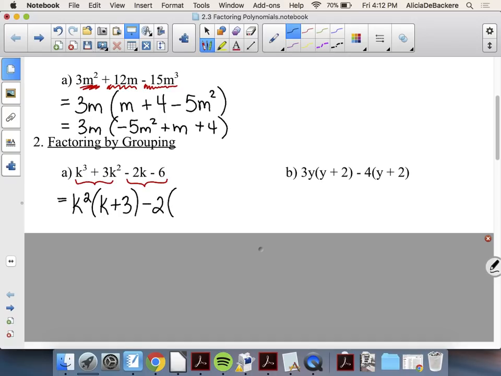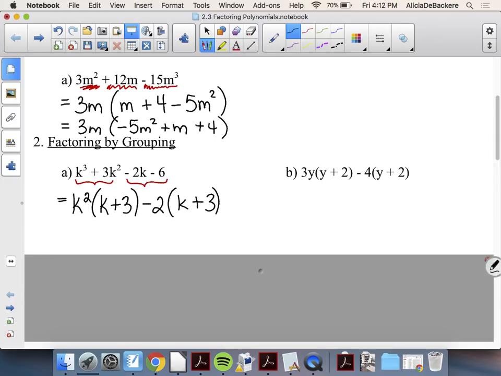So looking at the first term, negative 2k, dividing it by negative 2, I get positive 1 times k. And then looking at the second term, negative 6 divided by negative 2, and I get positive 3. So negative divided by negative is a positive. And now this is what I was hoping for. So whenever I'm factoring by grouping, I'm hoping that I end up with 2 matching brackets. And I see here that in my first term, I'm going to call this now my first term, I have k squared times this bracket. And in my second term, negative 2 times this bracket, there's a common factor of k plus 3.